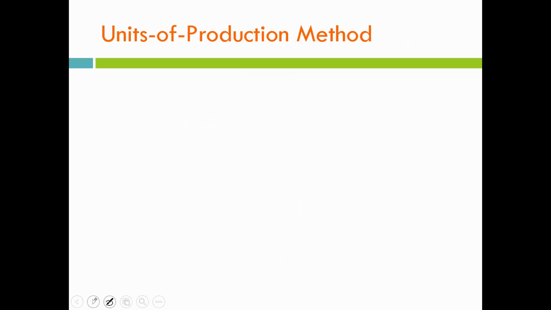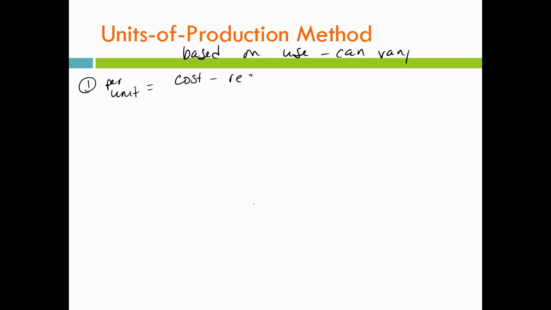So let's do units of production. We're going to use that exact same example. This one's based on use, though, not life. And so, therefore, it can vary each year. So we have kind of a 2-step process. The first step is to come out with a depreciation per unit. So the per unit depreciation is going to be the cost minus the residual, and then I'm going to divide that by the estimated usage.